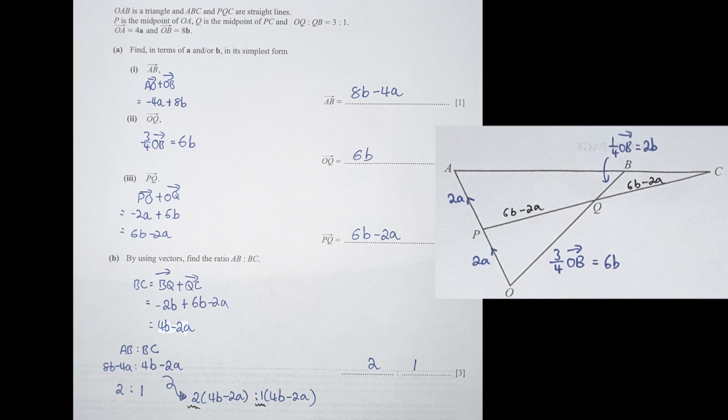Using vectors, find the ratio of AB to BC. AB, we have already gotten. Now what we need to do is to identify BC. So BC is actually BQ plus QC. We have QB's result. To reverse it, we put a negative into it. -2b plus 6b minus 2a should be 4b minus 2a. So when you compare these two together, you will immediately know that the ratio is actually 2 to 1, and the detailed calculation has been shown over there.